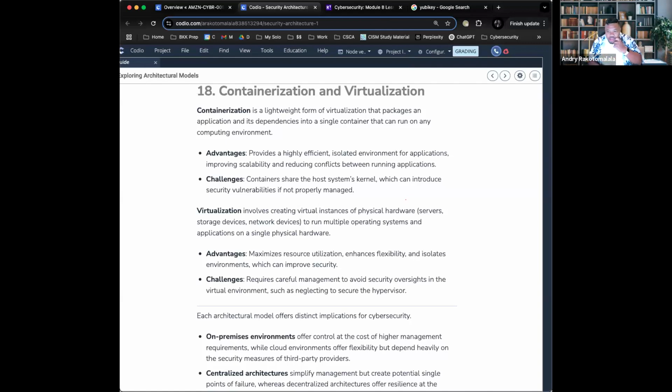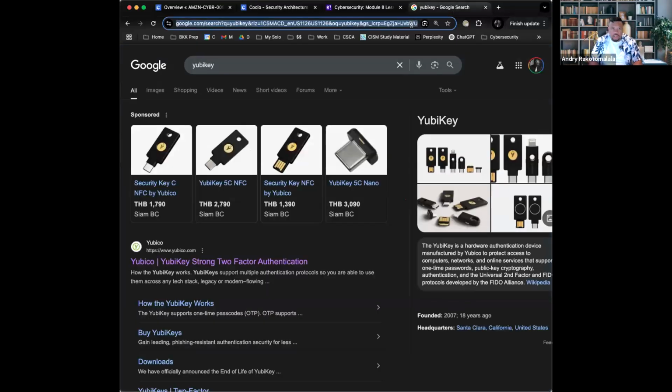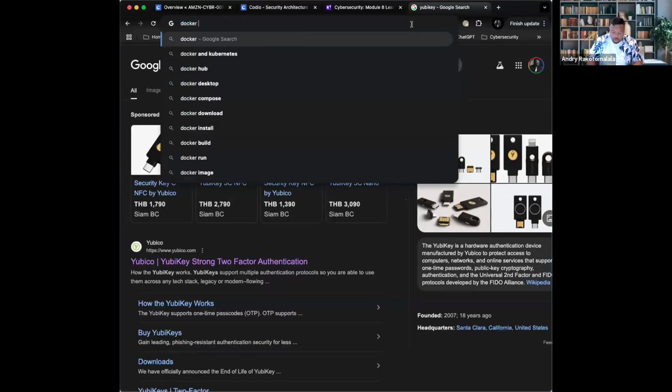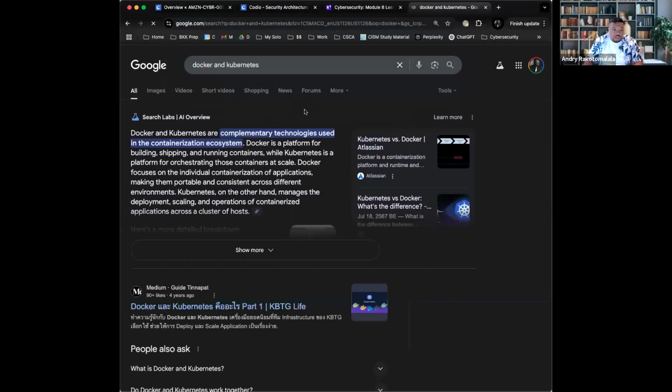So what are some examples? An example of containerization is something like Docker or Kubernetes. You are going to have to know these in the industry. Docker and Kubernetes are containerization tools where you can put in an application and then use it to run applications or work on those applications.